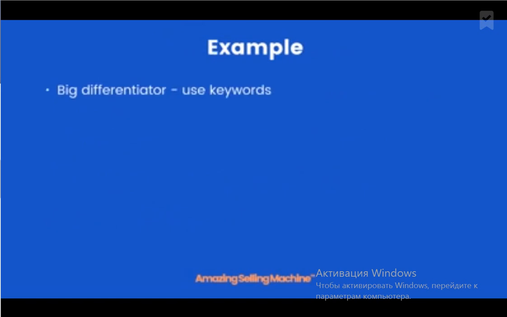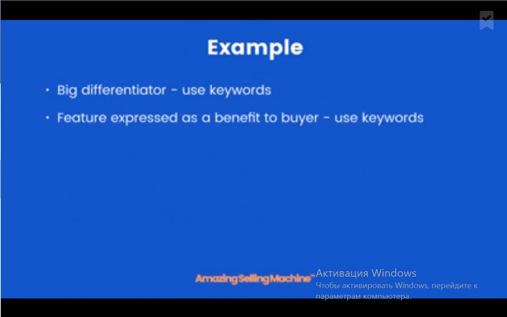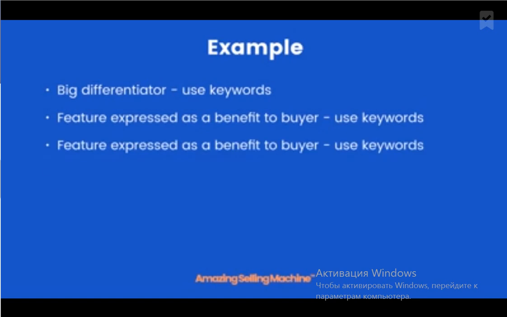A quick example. Your first bullet point should be a big differentiator and you should use keywords. Basically, it should cover what your product is and why it is the best choice. For the second bullet, a feature expressed as a benefit to the buyer, and again you're going to use keywords. In other words, you mention a feature of your product and why it is beneficial to your buyer. And you can do the same for bullet 3.